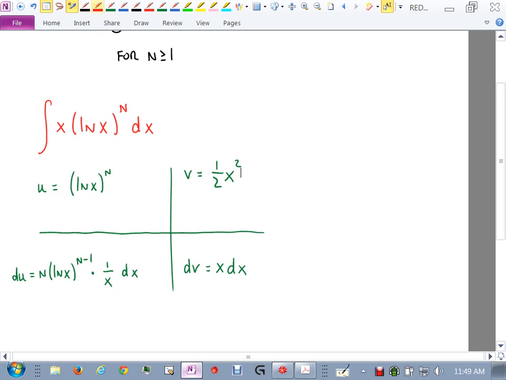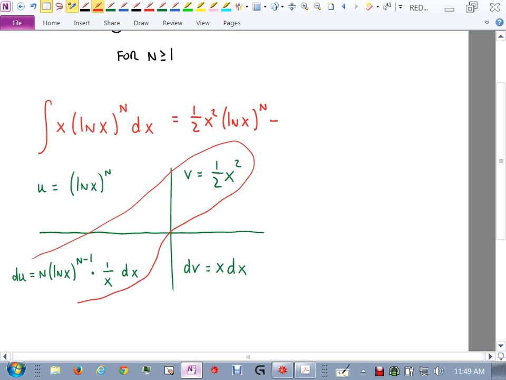So according to integration by parts, it should be ultraviolet. So 1/2 x squared times natural log x to the nth power minus integral voodoo. So here's my voodoo right here. What happens? How about constants? What do we have? 1/2, right? Isn't this n right here a constant? Yes, so I can pull out a 1/2 n.